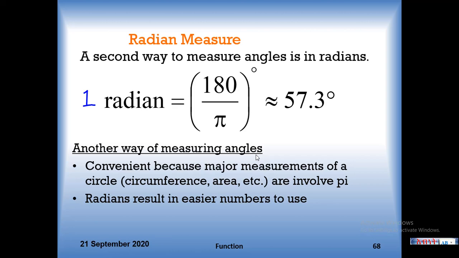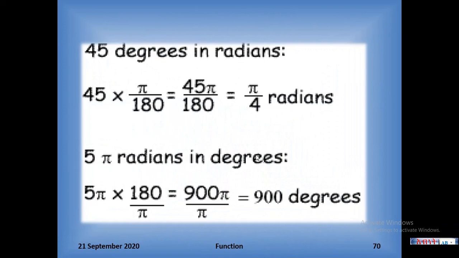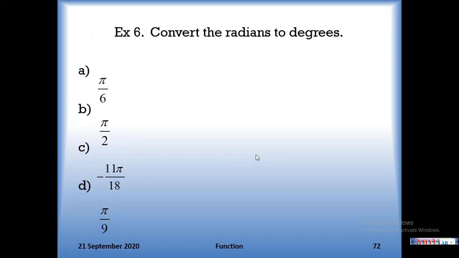Another way of measuring angle is put here. You can change radian to degree, degree to radian. It is very easy, by the way. For example, you can convert the degree to radian measure, and vice versa here.